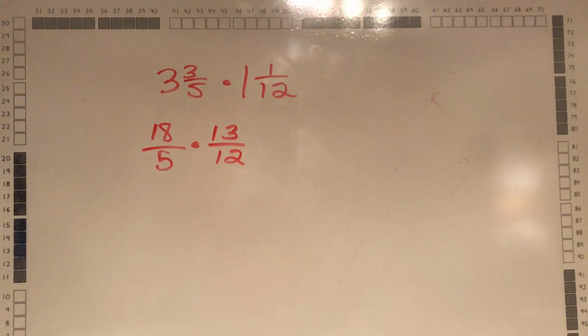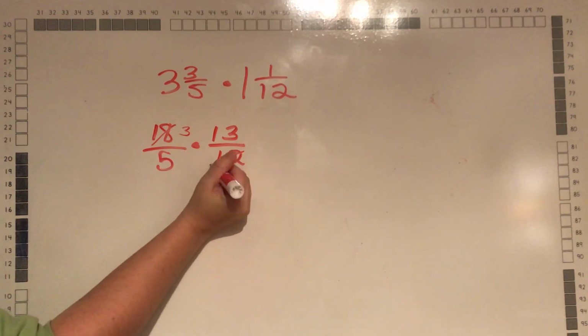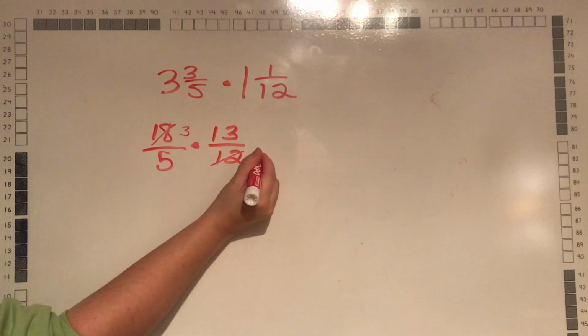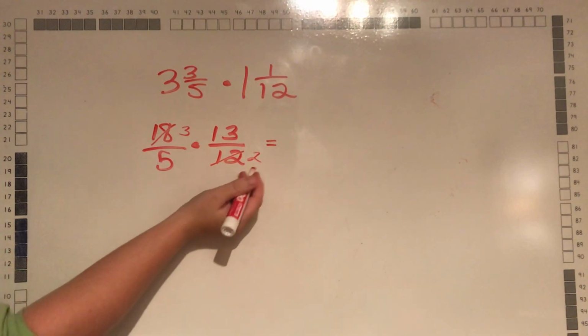Now we're left with some pretty big numbers right now. But we can simplify before we multiply to help us out with the multiplication. If you look at 18 and 12, what is their common factor? What is one number that goes into both of those? And the answer to that is going to be 6. So 6 goes into 18 3 times, and 6 goes into 12 2 times. This makes it easier for us to multiply across.